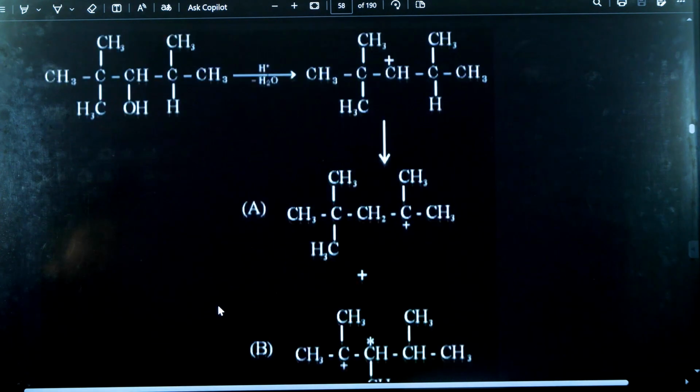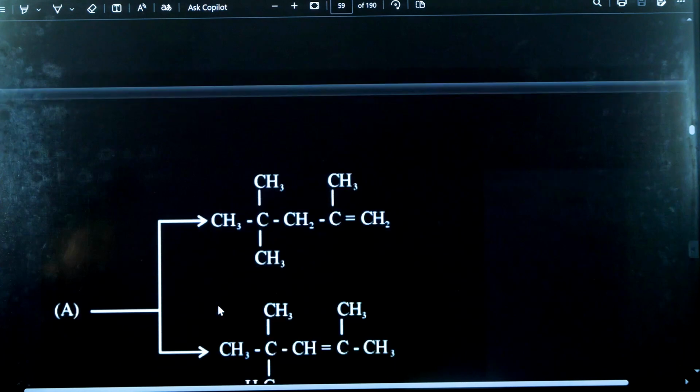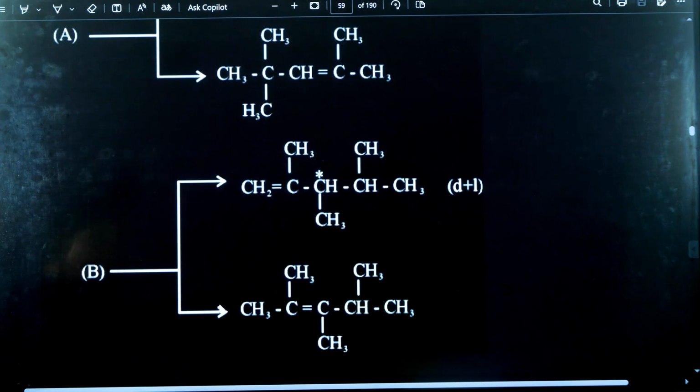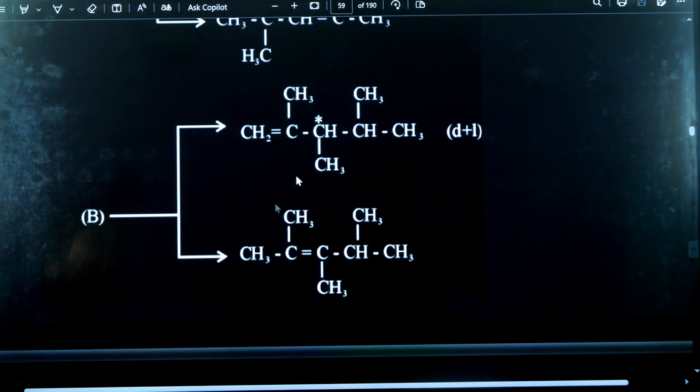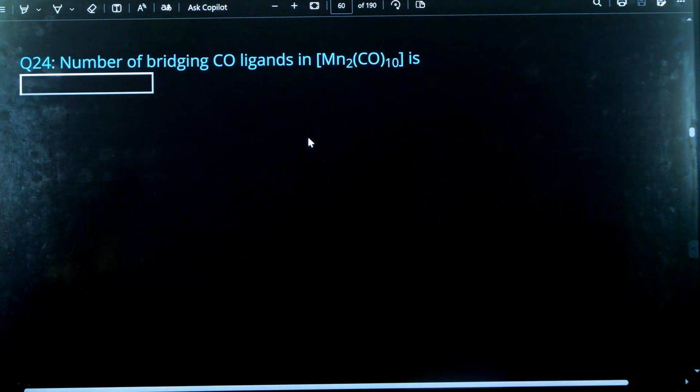Got it? So these are the 2 carbocations that can be formed. And from one you can get these 2 alkenes, from the other you can get these 2 alkenes, with one having the chiral carbon. That can give you the enantiomers.